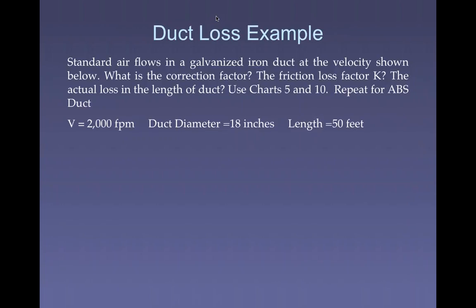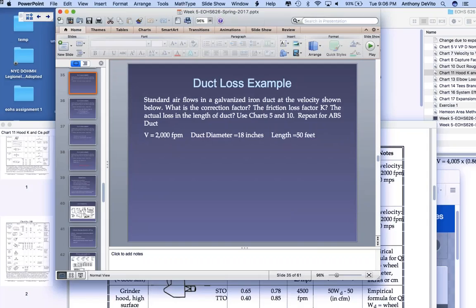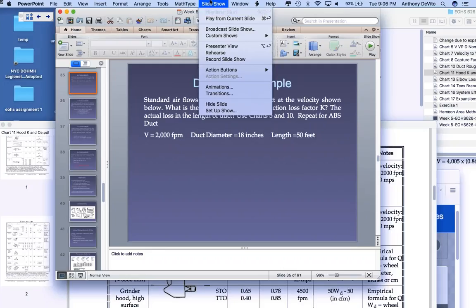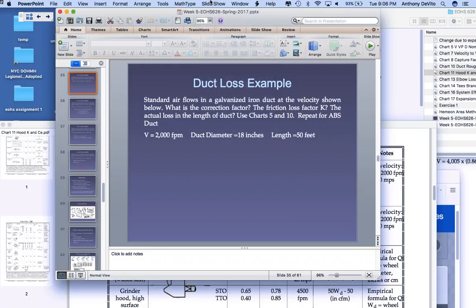Okay, so standard airflow duct is galvanized iron duct. How are we doing on time? Doing well. We're more than halfway through. Let me see how many of these slides I have left, because I may want to. We're going to go through this pretty quickly now. Let's take a 5-minute break. Good idea.